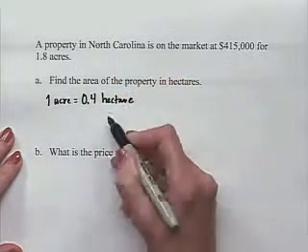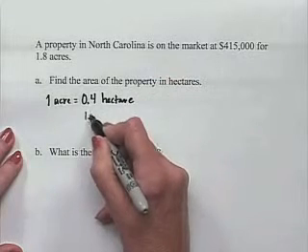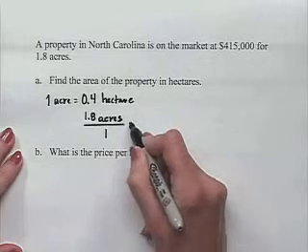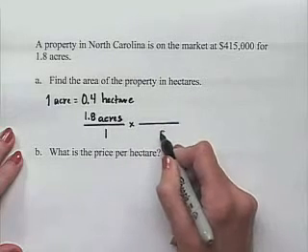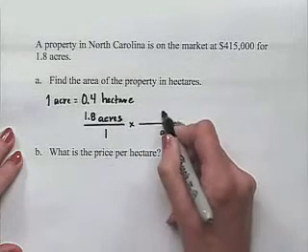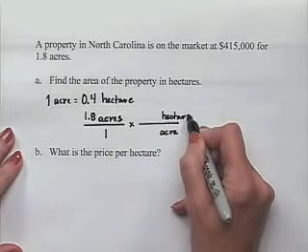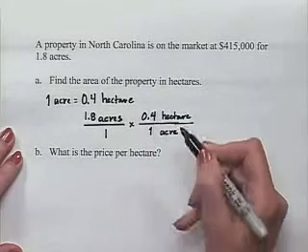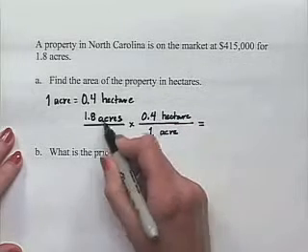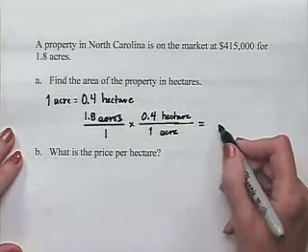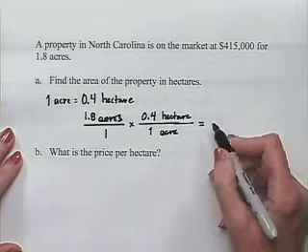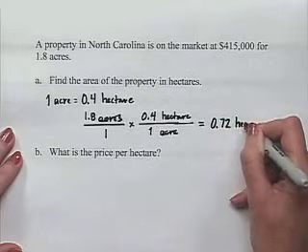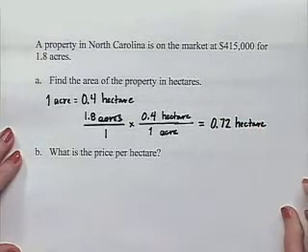Now let's use the idea of taking the 1.8 acres, putting it over 1, multiplying that times our conversion, where we're going to divide out the unit of acres and introduce the unit of hectare. We're going to have 1 acre and 4/10 hectare. We're going to multiply now. Notice that our unit of acres divides out. We multiply 1.8 times 4/10. That gives us 72 hundredths. And then our answer is 72 hundredths hectare.